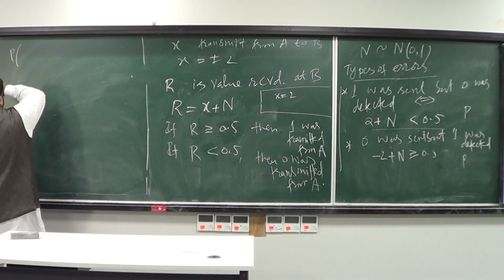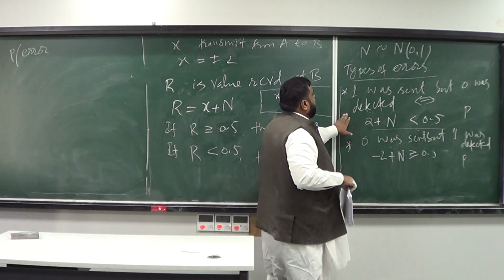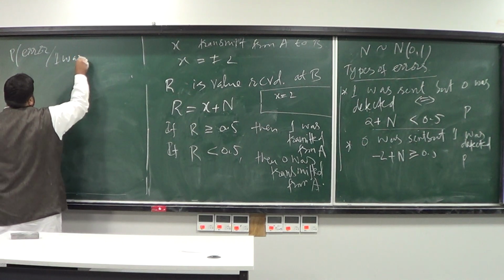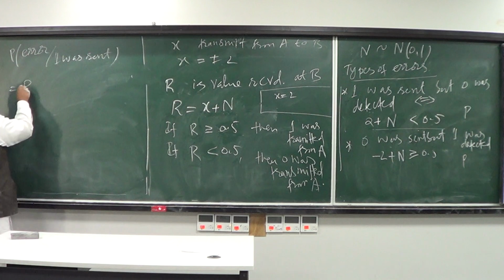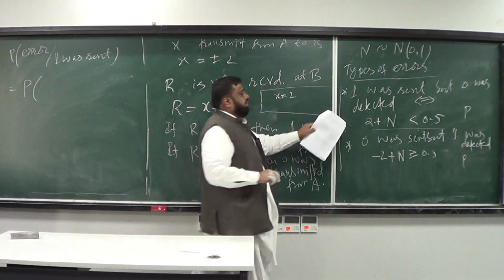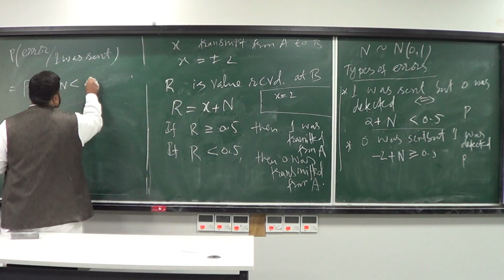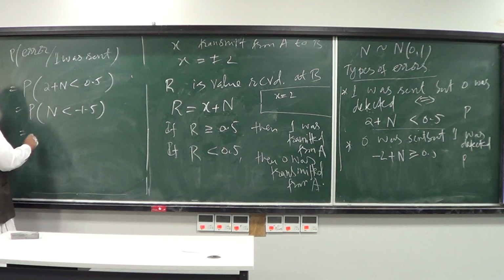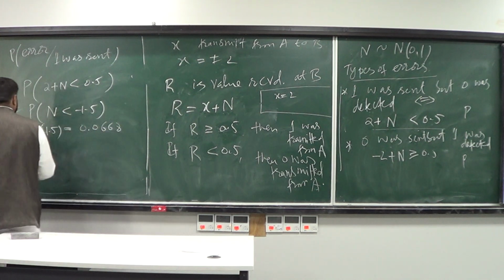Now, what is the probability of error, for example in the first case? In other words, 1 was sent but 0 was detected. So the error when 1 was sent. This is going to be equal to, when it is going to happen, if this happens, 2 plus n is less than 0.5. And this is the same as n is less than minus 1.5, and this would be the value of the Q function of 1.5. So when we compute it, it turns out that it is the value 0.0668.